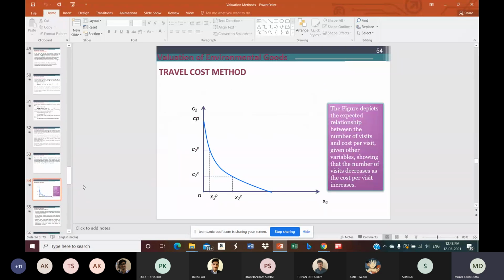Now, this is the kind of relationship that we can think of between the number of visits and the cost per visit, because we are talking about the expected relationship. So here on the y-axis we have the cost, and on the x-axis we have the number of visits. At higher prices or higher cost, the number of visits might be lower, whereas at higher numbers of visits, the cost per visit is considered to be relatively much lower.